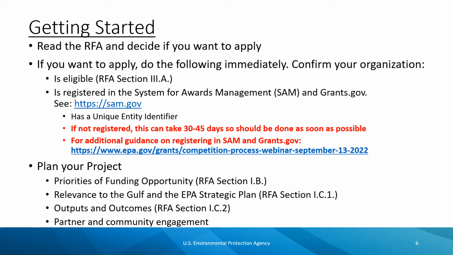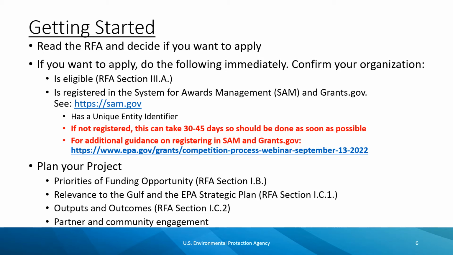Be sure to plan your project well. When developing your project idea, please keep the following in mind. The project must meet the priorities of the funding opportunity for which you apply. The priorities can be found in Section 1B of the RFA. Any projects that do not meet these priorities will be rejected. Your project must state how it is relevant to the Gulf of Mexico and the EPA strategic plan goals.